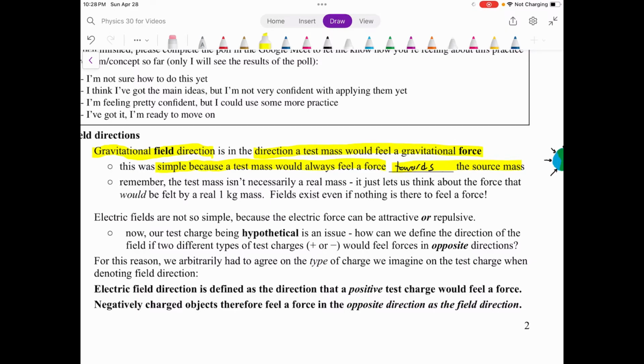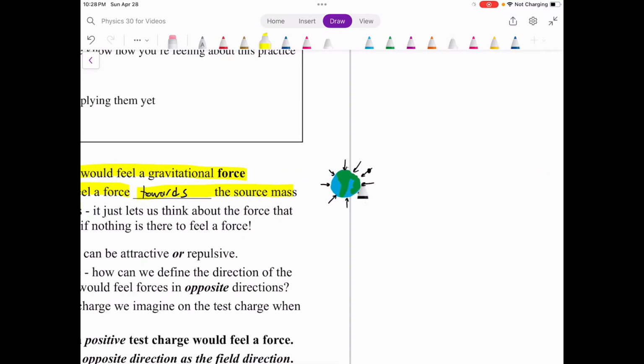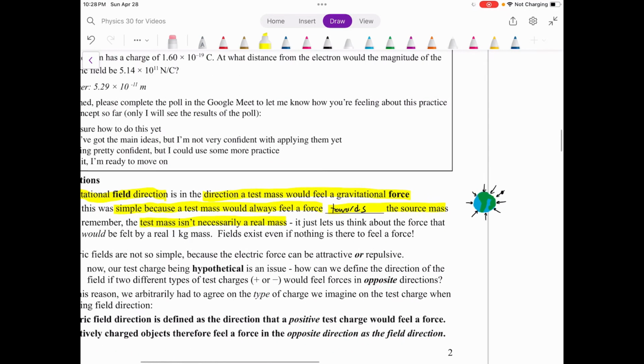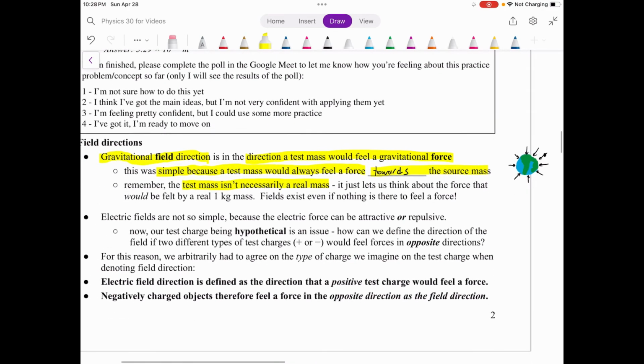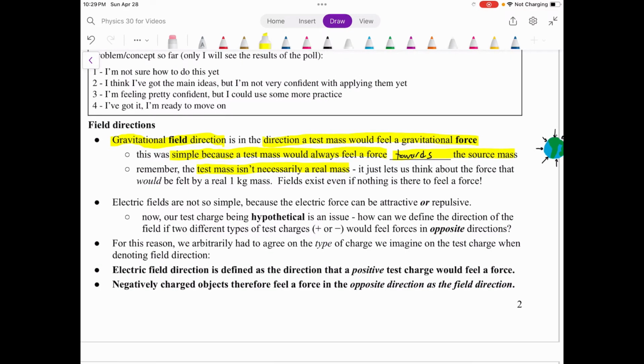Now, again, remember, the test mass isn't necessarily a real mass. We're just thinking about a 1 kilogram mass. If we put it there, how many newtons of force would it feel? That's kind of the entire point of a field. It lets us think about this area of influence and what it would be like for a mass if placed there. We're not saying there's actually a 1 kilogram mass there, but we can still think about what a 1 kilogram mass would feel in terms of the gravitational force acting on it. So it just lets us think about the force that would be felt by a real 1 kilogram mass. Don't forget, fields exist even if nothing is there to feel a force.